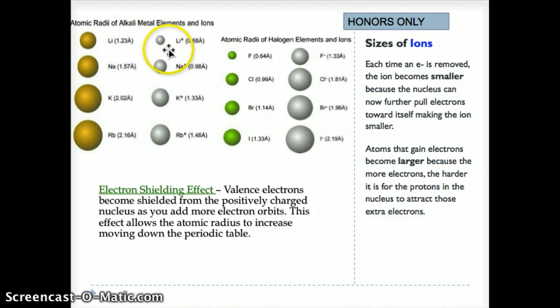If you have a positive charge, that means that you lost an electron. And if you lose electrons, that means you're going to have a smaller atom, or ion in this case. So that's why it shrinks. But if you gain an electron, like fluorine gains an electron to become stable, it gets bigger, because the more electrons you have, the bigger you get as an ion compared to its neutral form.